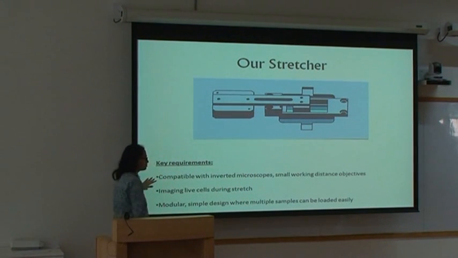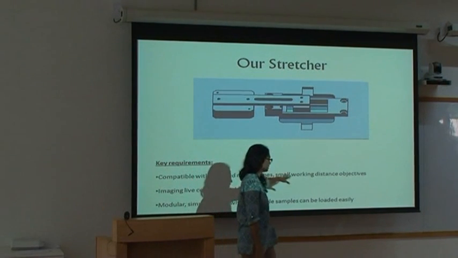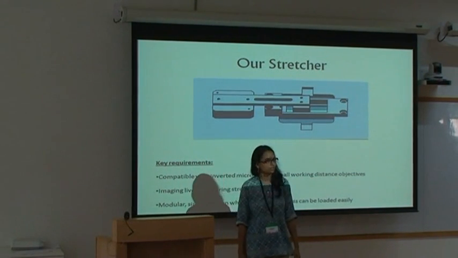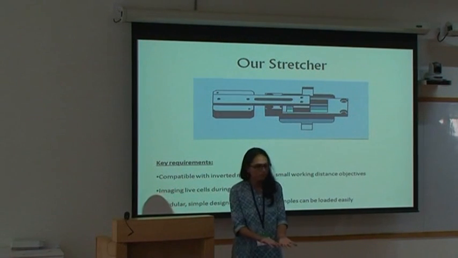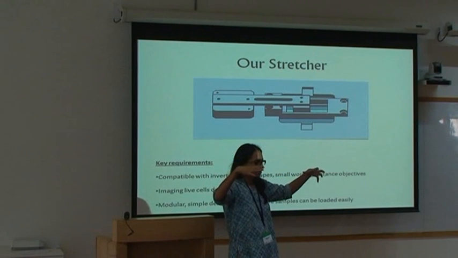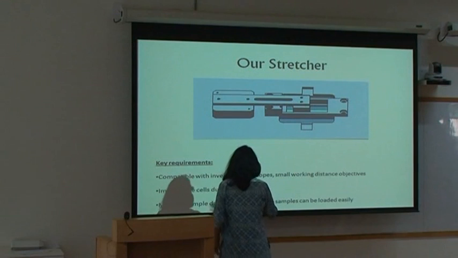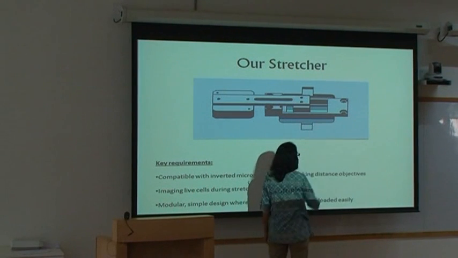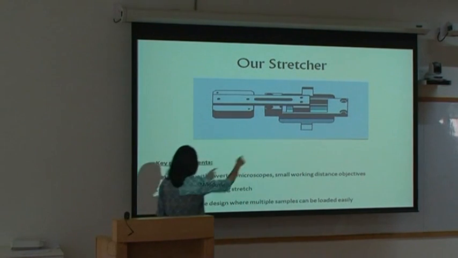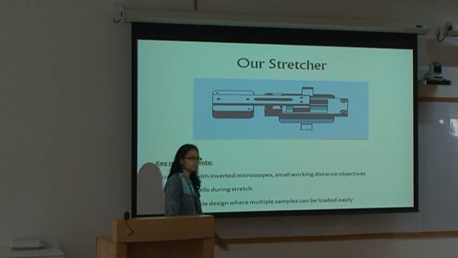One key is it has to be compatible. For my experiment, it needed to be compatible with the inverted microscope, small working distance objectives. So I needed the membrane to be right at the bottom, and nothing around it blocking the objective from coming close to it, in X, Y, Z. So the membrane actually goes down. Maybe I can draw it there. And I want to image live cells during stretch.